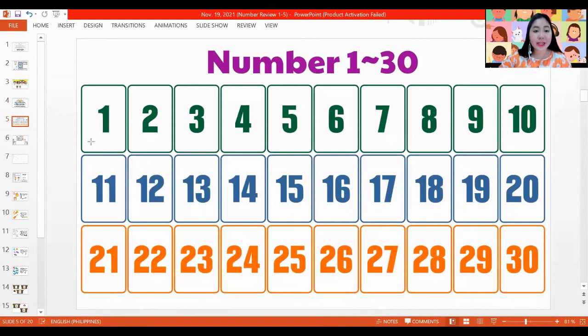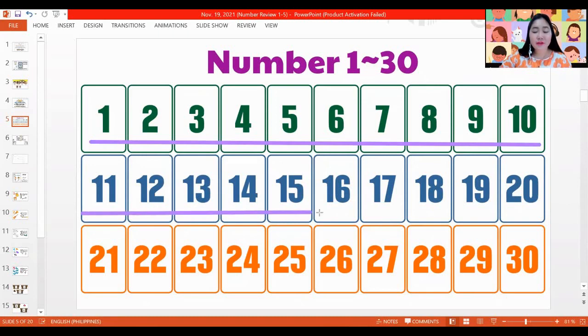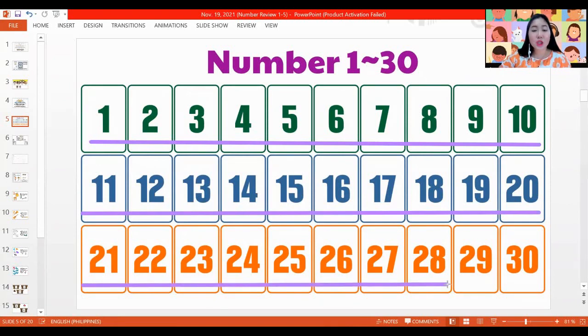Let's count. Ready? 1, 2, 3, 4, 5, 6, 7, 8, 9, 10, 11, 12, 13, 14, 15, 16, 17, 18, 19, 20, 21, 22, 23, 24, 25, 26, 27, 28, 29, 30. Did you count with teacher?